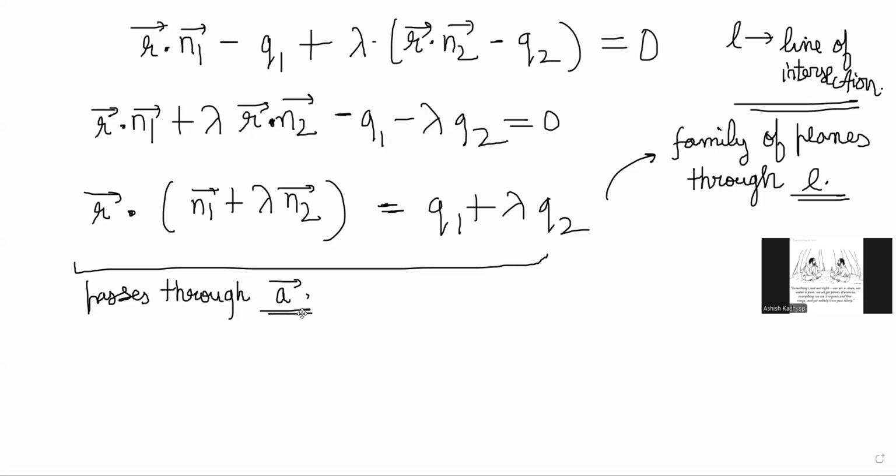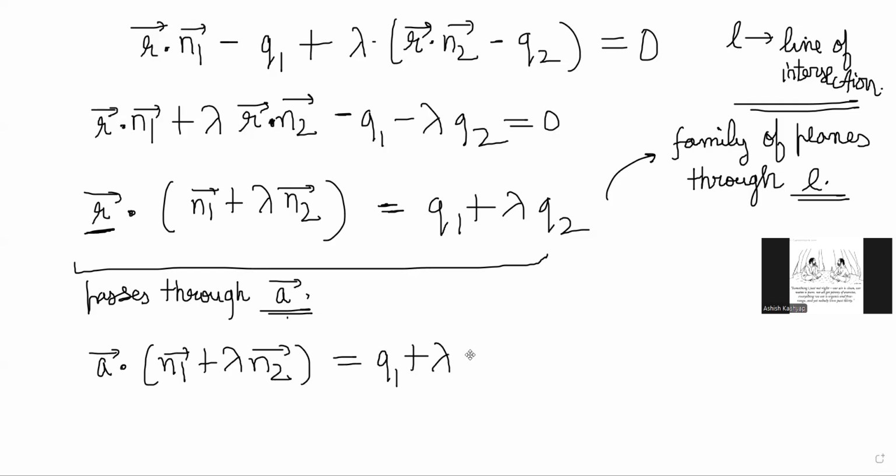right? So how do we check whether a plane passes through a vector? We can put a vector instead of the variable point and say that the equation should be satisfied, right? It will satisfy the equation. So we can say, let's put a here, and we'll say a dot n1 plus lambda n2 should be equal to q1 plus lambda q2, right?